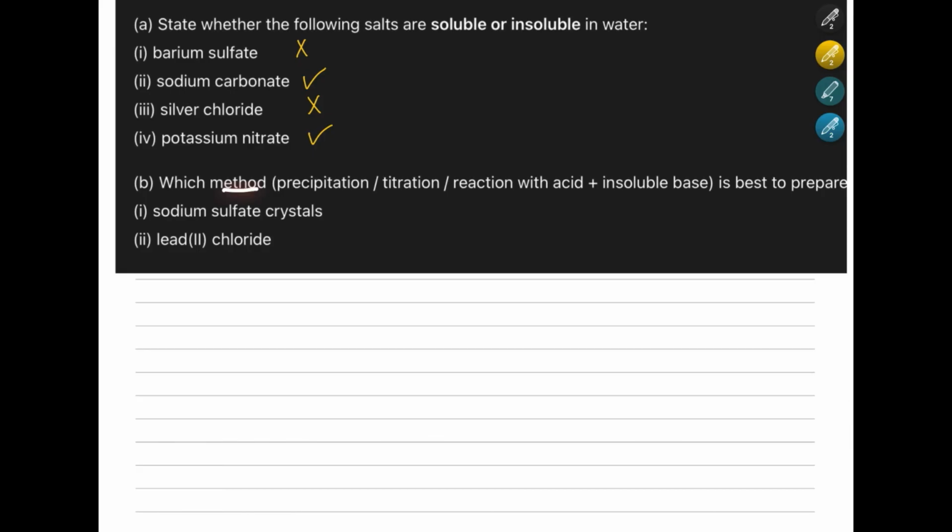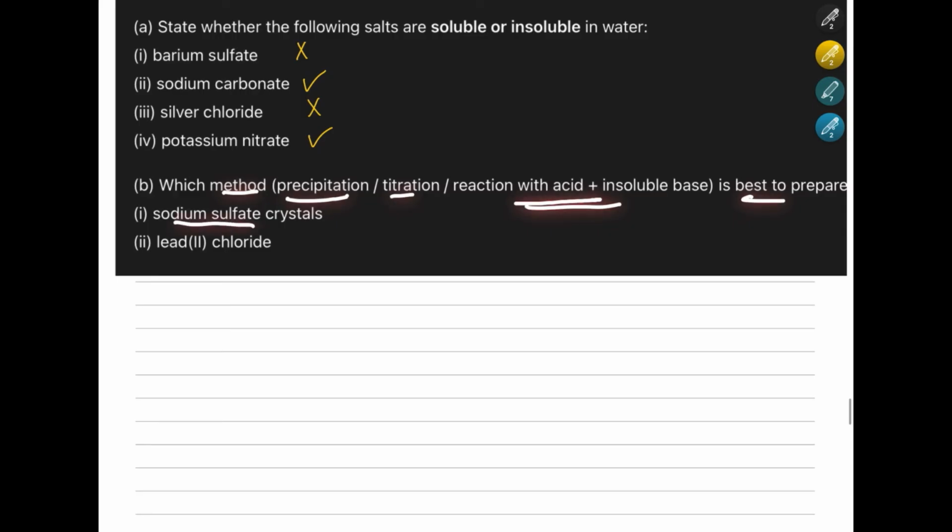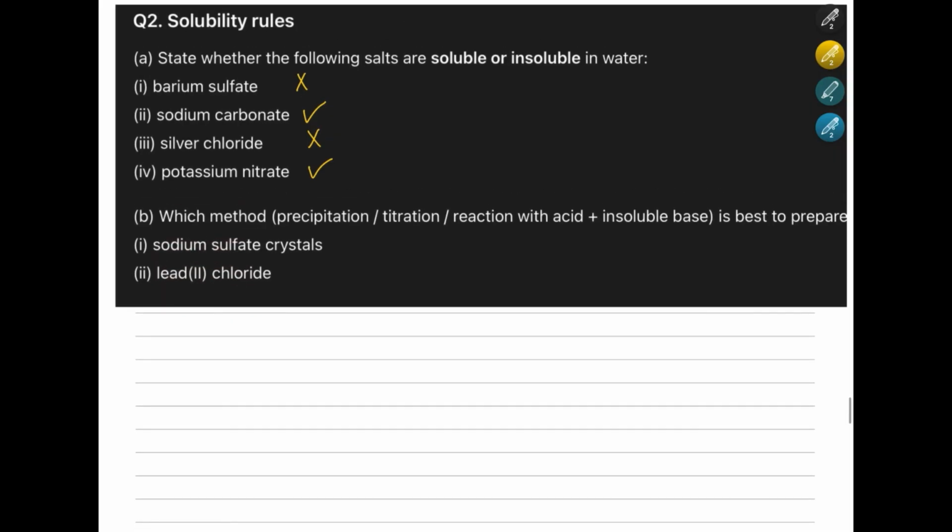Now, which method, precipitation, titration, or reaction, it's a simple reaction, is best to prepare sodium sulfate crystals? To do that, you have to wonder, is this soluble or insoluble? Sodium sulfate is going to be a soluble salt, right? This is soluble. So soluble salts can be prepared by titration or reaction with acid plus insoluble base. Let's write down the reaction through which you get sodium sulfate crystals.